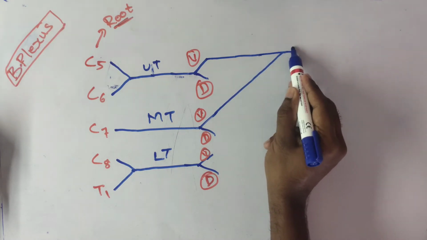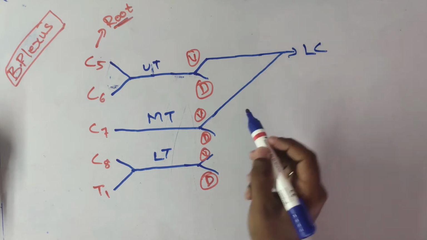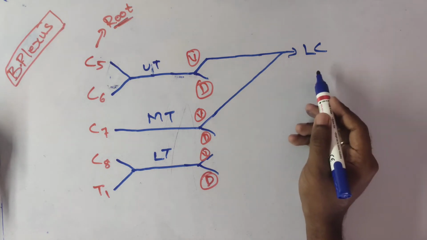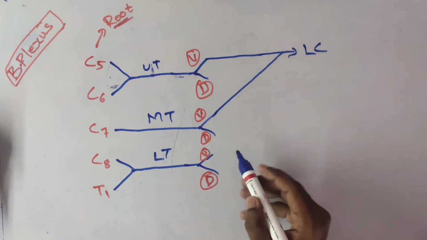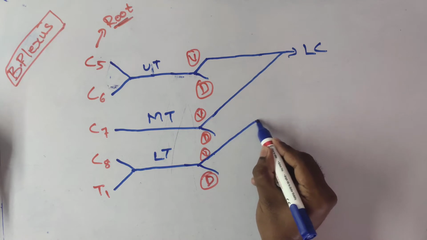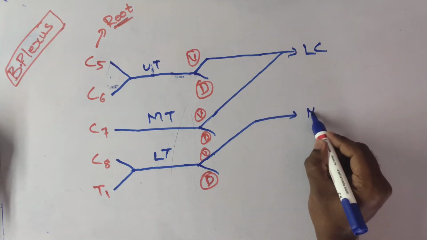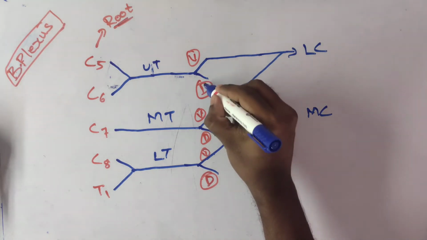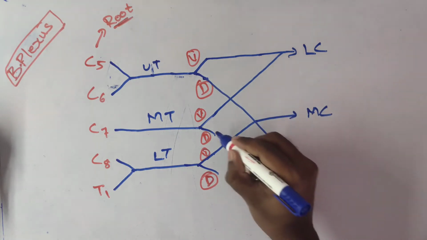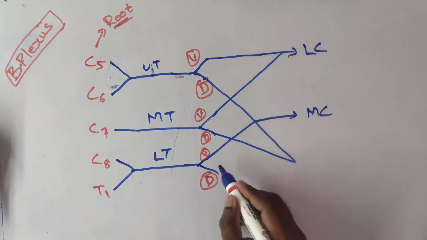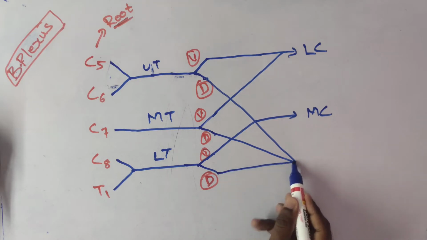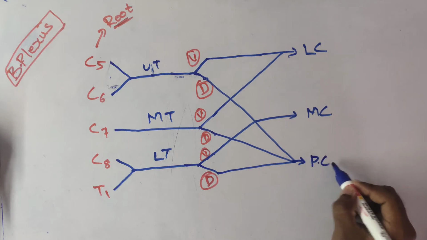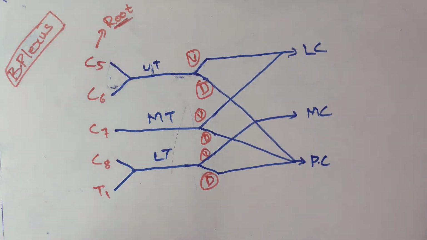middle trunk form the lateral cord. The ventral division of the lower trunk forms the medial cord, and all the dorsal divisions of the three trunks, that means upper trunk, middle trunk and lower trunk, form the posterior cord. All these three form the posterior cord.